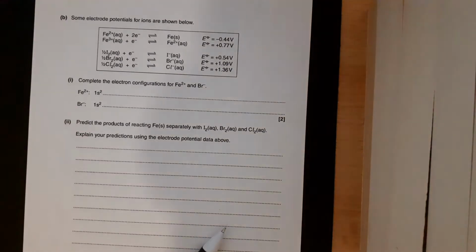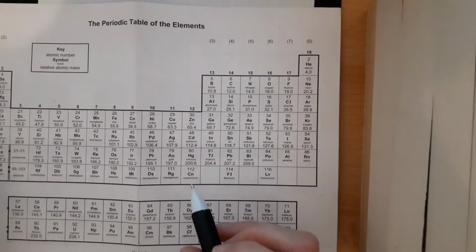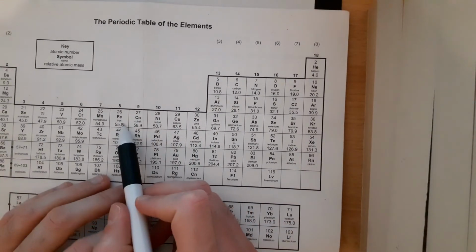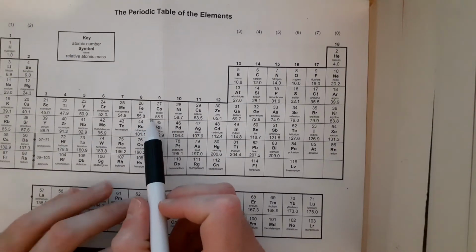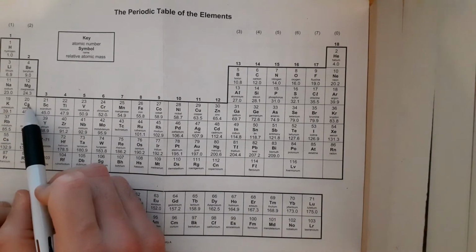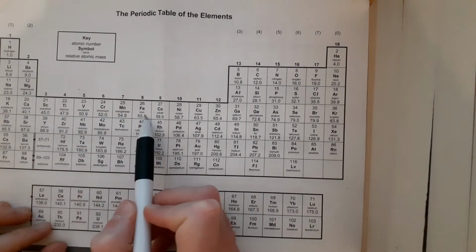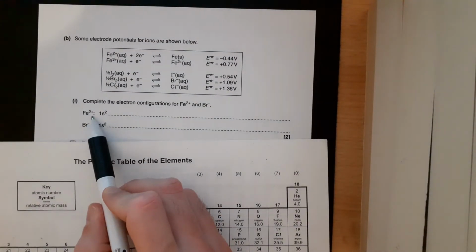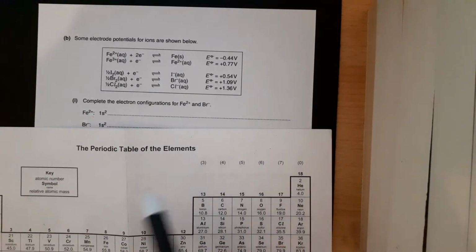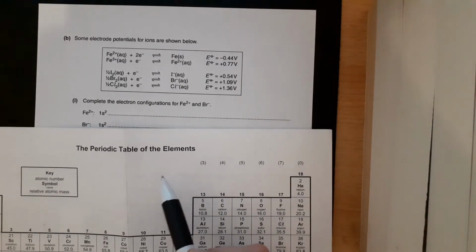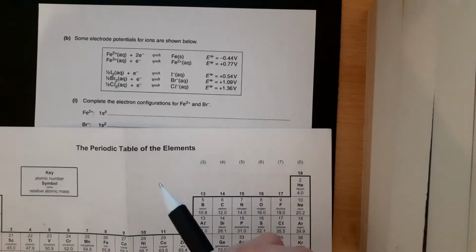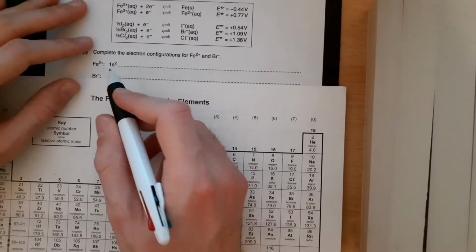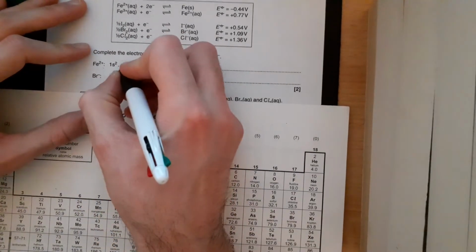So if we find iron on our periodic table, then iron is going to end up with its electron configuration as 4s2, 3d6. But then if it's an Fe2 plus ion, it would have lost 2 electrons, and it would have lost the 2 4s electrons, won't it? Remember, 4s fills up first, but it also empties out first. So for Fe2 plus, we carry on from here.